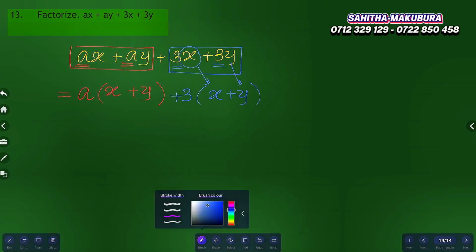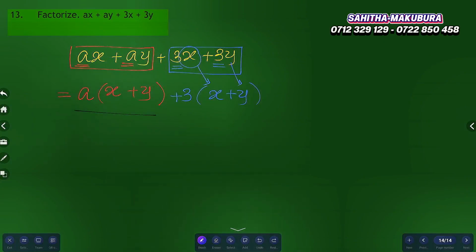Right. Now the expression has converted into an expression with two terms. A times x plus y is one term. 3 times x plus y is another term. There is a common factor for both terms, x plus y. Let's take this x plus y out.